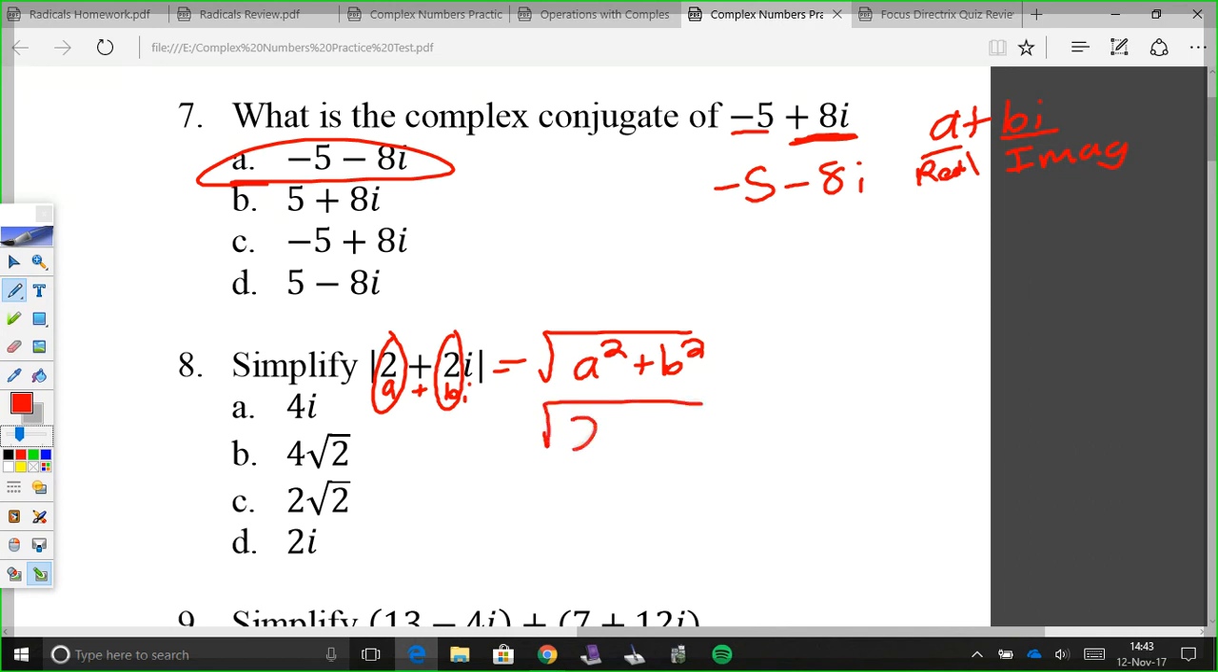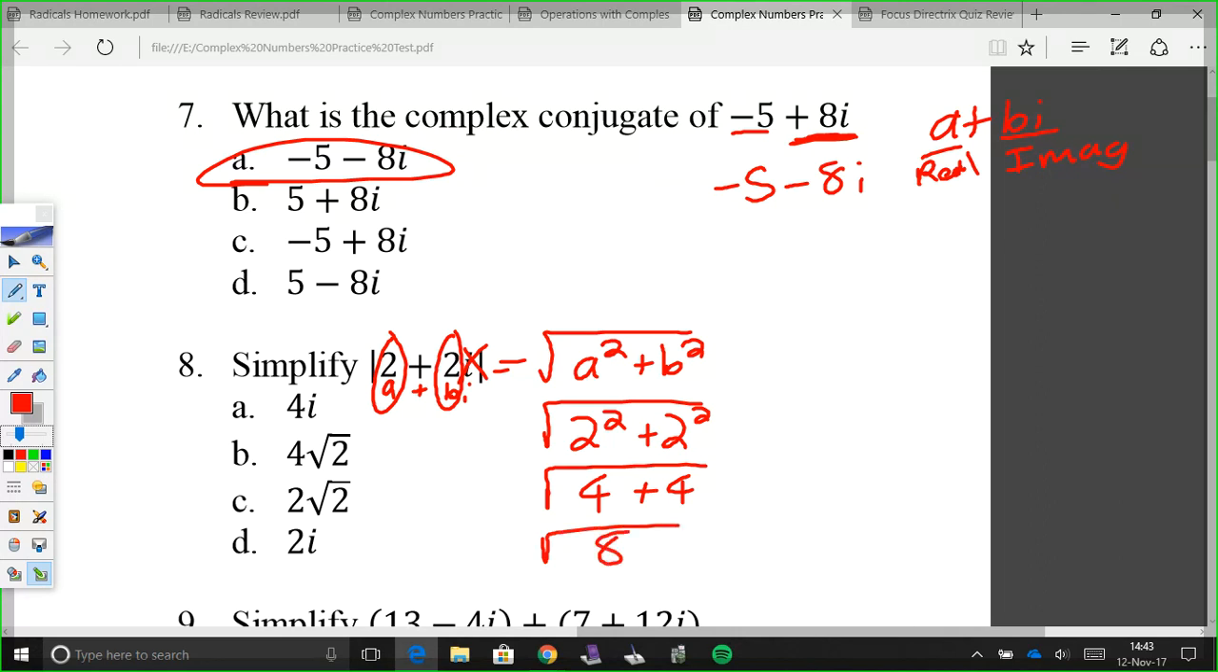I'll have the square root of 2 squared plus 2 squared. Now, notice it's not 2i squared. I'm not using that. I'm just using the numbers. And now I'm just going to square them, and I'll add them together, and then I'll simplify the radical at the end if I have to. So this would be 4 plus 4, right, or the square root of 8.